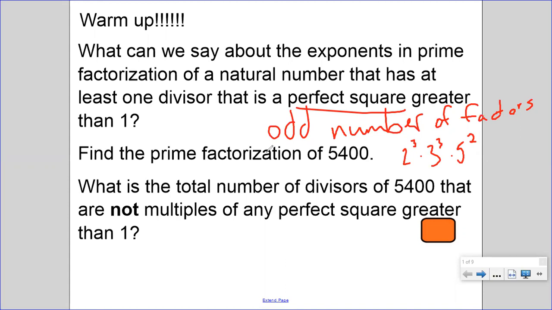Cool. What is the total number of divisors of 5,400 that are not multiples of any perfect square greater than 1? So 1's allowed, right? This is another example where I'd really like complementary counting. How many total divisors are there? So total divisors. What do we get for that? 48. 48. Yeah, I agree. You add 1, so this is 4 for the 2's, 4 for the 3's, 3 for the 5's. So I get 48.